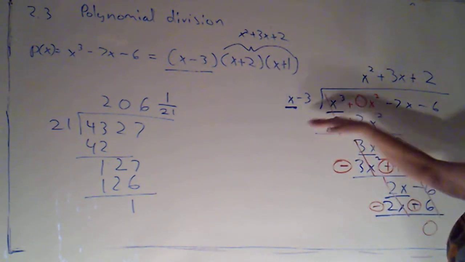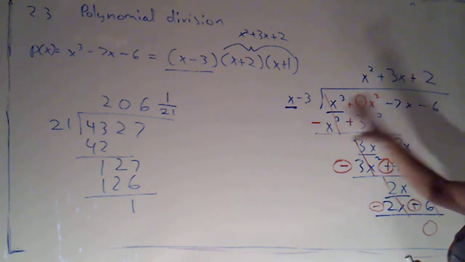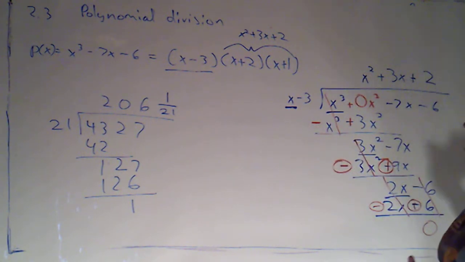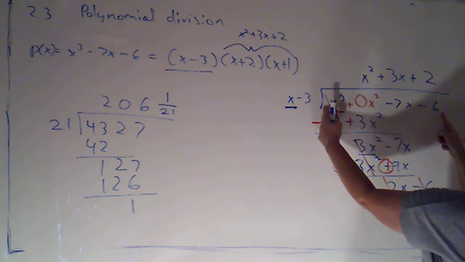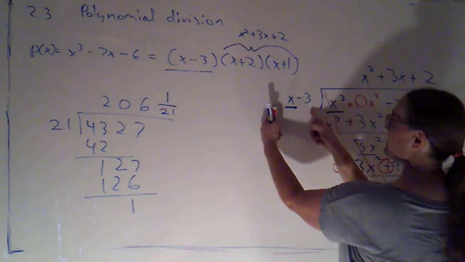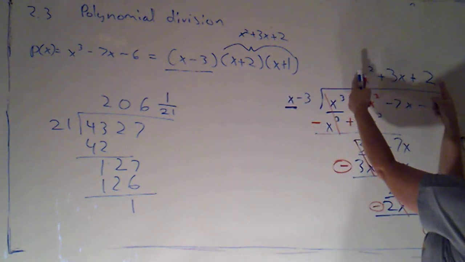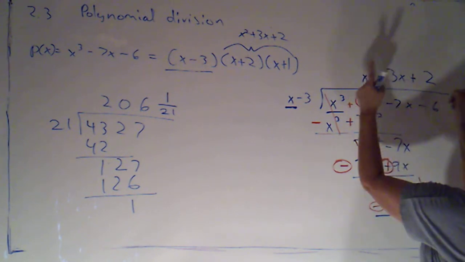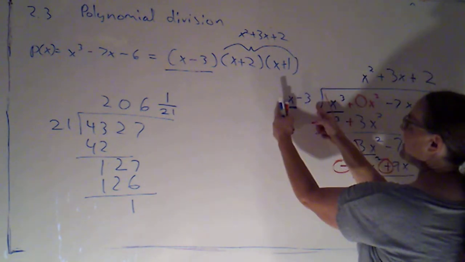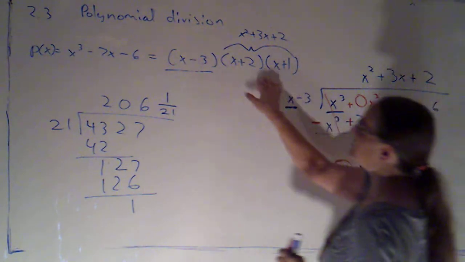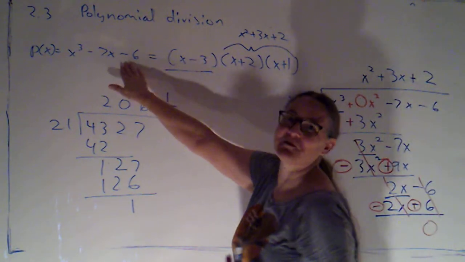So anytime you've got a division problem, there's a corresponding multiplication problem. So if p of x divided by x minus 3 is equal to this polynomial, that's equivalent to saying that this polynomial times x minus 3 is equal to p of x, which is what we have right there.